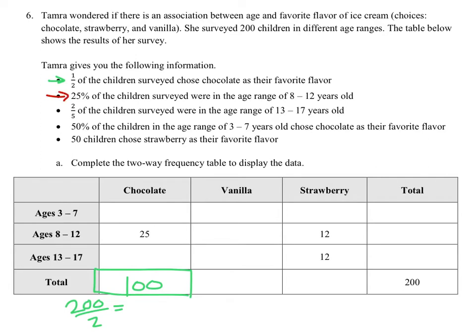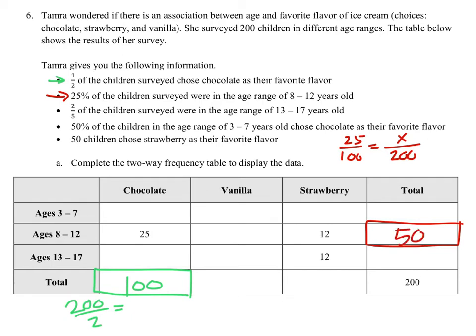Next up, 25% of the children surveyed are in the age range of 8 to 12. So that would be the total number of children in the 8 to 12 range. 25% of these. Well, you could use a percent proportion. 25% out of 100 is the same as some number out of 200. And that would be 50.